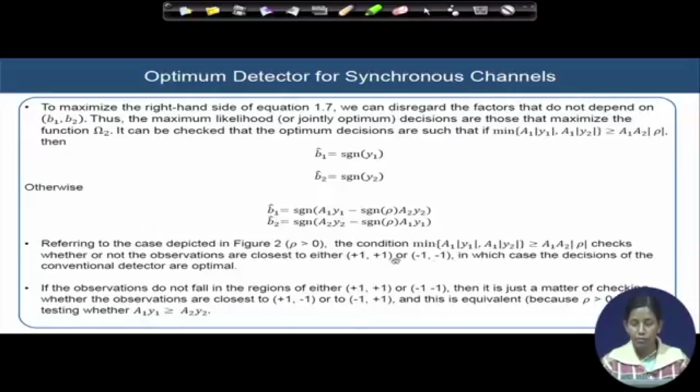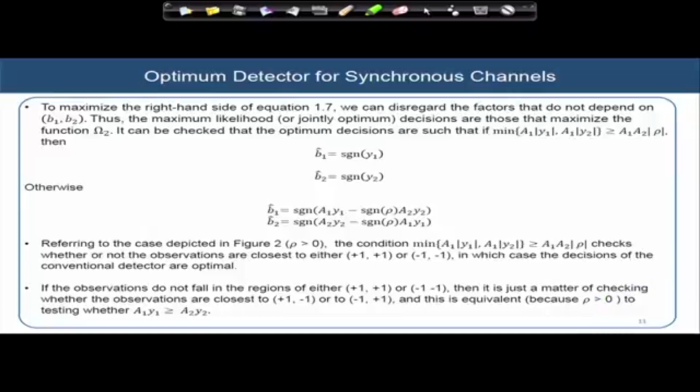Otherwise, if they do not fall into this region, then you are trying to find out which one is greater than which one. So, this is the fundamentals of the optimal detector. In the next module, we will see in some detail, considering the k user situation, how the detector performs.